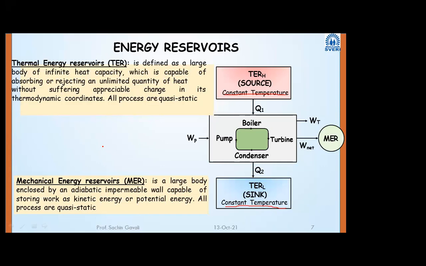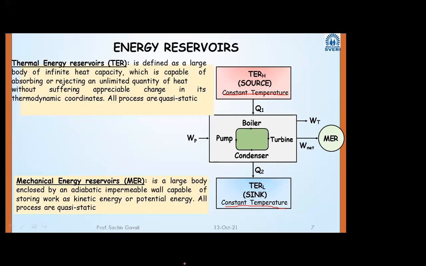So that system or that body is called a thermal reservoir. Here this is very important. Temperature is remaining constant, though a lot of abundant heat is supplied or rejected. But the temperature is always remaining constant. So that body or that system is called a thermal energy reservoir.